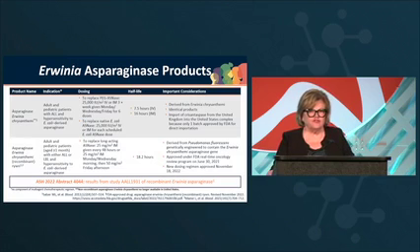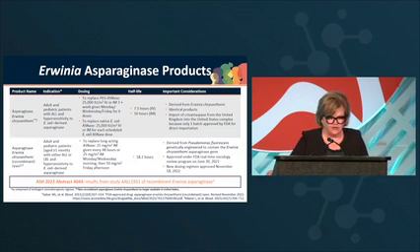So besides the 2 products of PEG asparaginase, we know that patients may have to be taken off of PEG asparaginase and then go onto an Erwinia product. And now we know that our previous Erwinia product was very difficult to obtain. It was made in Europe, and we continuously had a shortage.